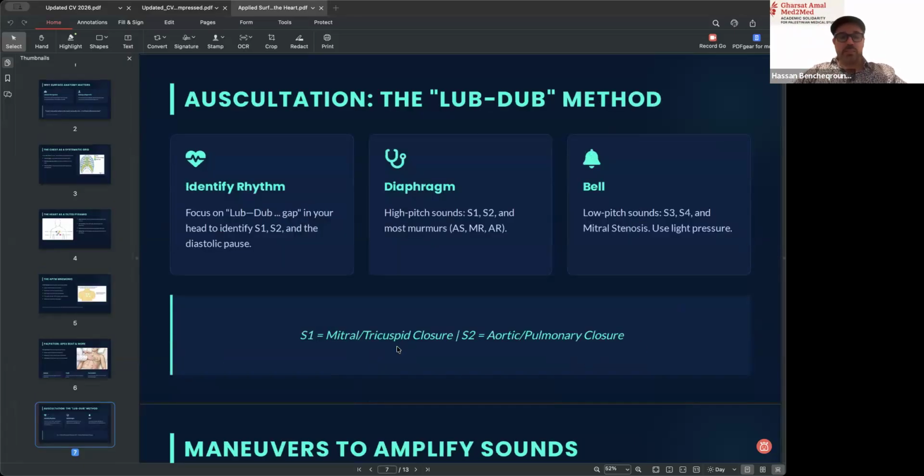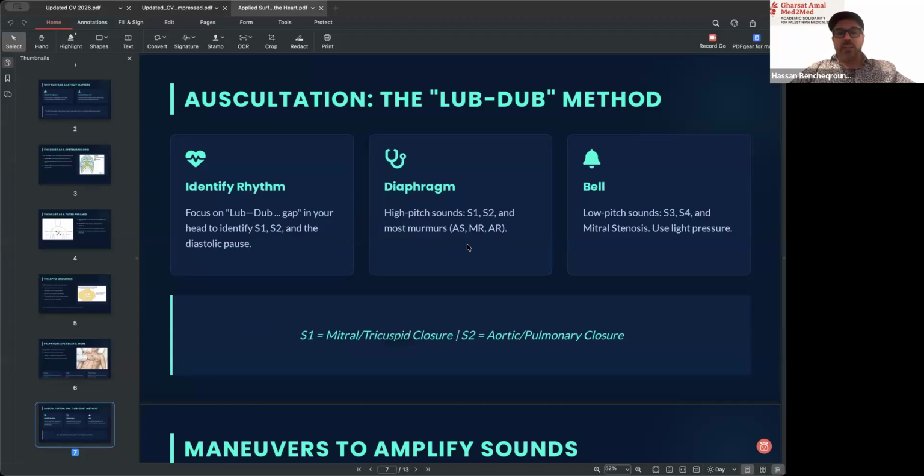When you auscultate, that lub dub, lub dub, lub dub. But most people don't tell you that between the lub and dub there is an actual gap. There is a small gap, and you have to see that gap. It's not one after the other. There is a gap. Okay? So there is an S1, an S2, and a diastolic gap.